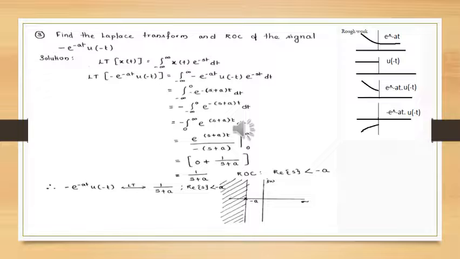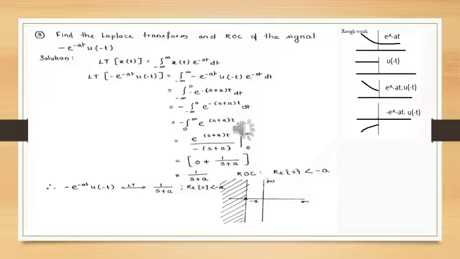So we know that the given signal is a left-sided signal. So solving the Laplace transform, we have integral minus infinity to infinity minus e raised to minus at u of minus t e raised to minus st dt. Since u of minus t is varying from 0 to minus infinity, we have integral limits changed to minus infinity to 0 e raised to minus s plus a into t dt. So taking the minus sign out, we have minus integral minus infinity to 0 e raised to minus s plus a into t dt.